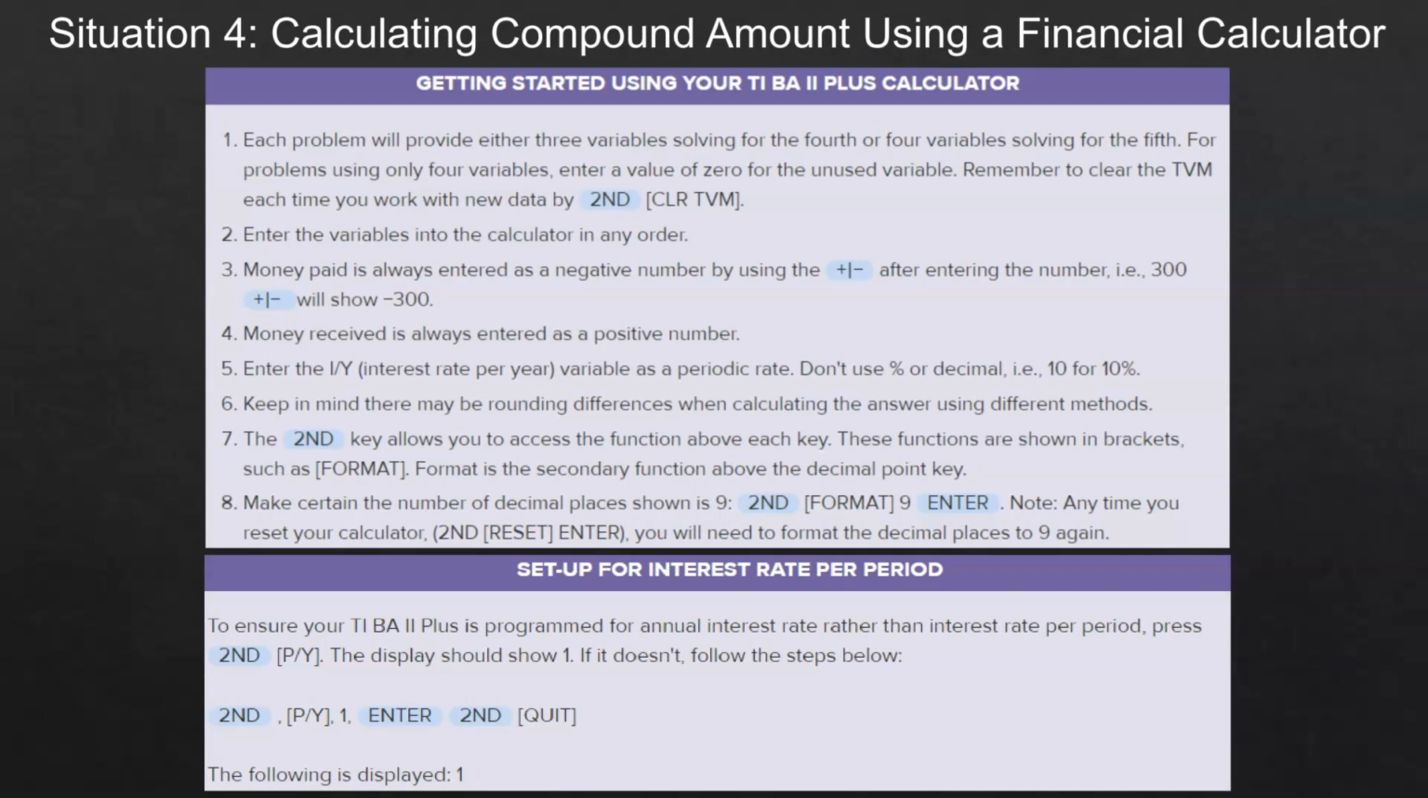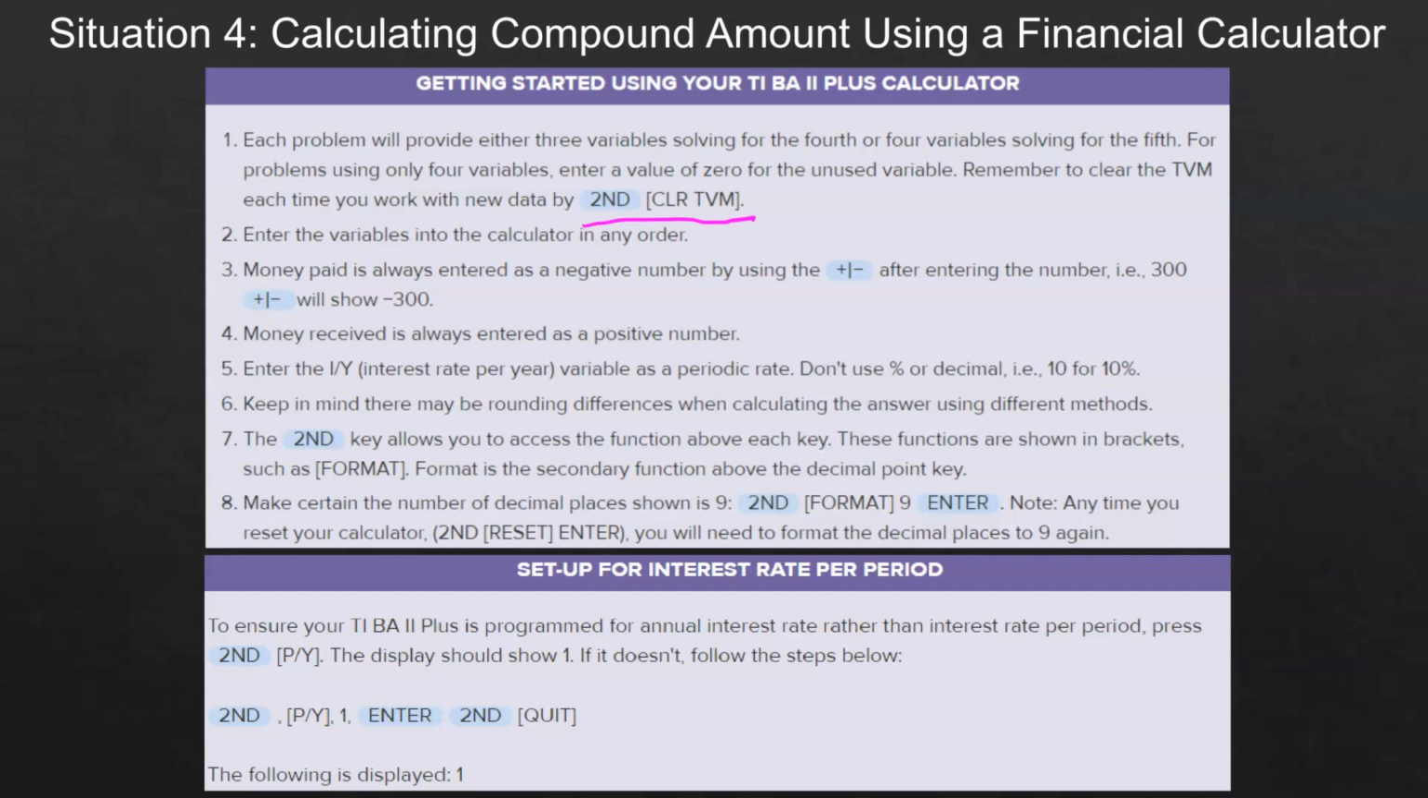Okay, so for calculating compound interest on our calculators, we're going to use our TVM keys, and they'll give us part of the variables, and then we will just put those in and compute the one that we need to. Don't forget to clear your TVM keys from time to time. Second, clear TVM, that is right above the future value key. We've used our financial calculators before, so I think you have some knowledge about that. Enter the variables into the calculator in any order. It doesn't matter which you put in first, you just have to get them all in there.